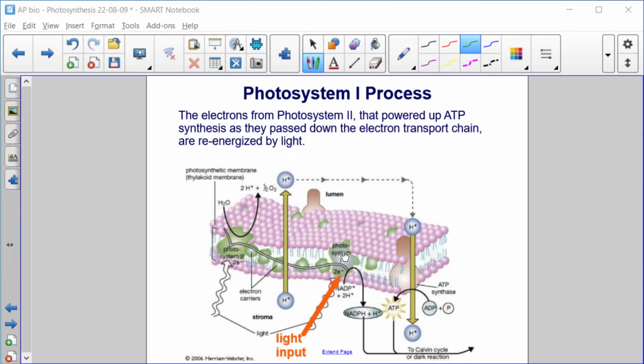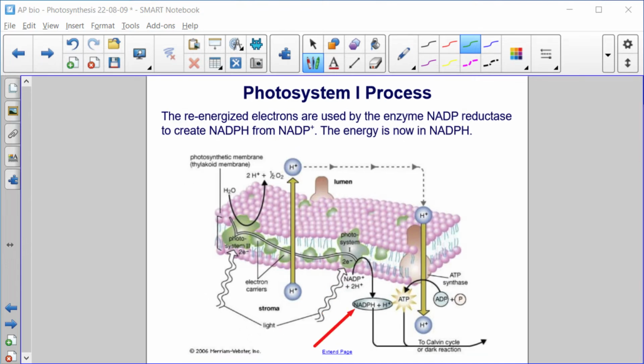All right, so here's what happens at photosystem 1. So here's our electron. Remember, it's used up most of its energy at this point. The electrons from photosystem 2 that powered up ATP synthesis as they pass down the electron transport chain have to be re-energized by light. So there's more light input at the chloroplast here in photosystem 1. Once these electrons are re-energized here, they are used by the enzyme NADP reductase to create NADPH and H+, a proton or a hydrogen ion.